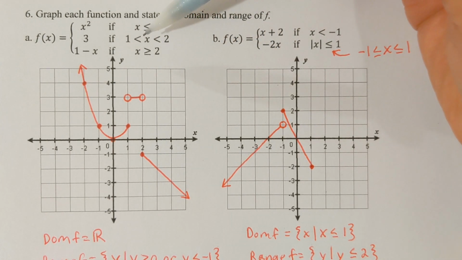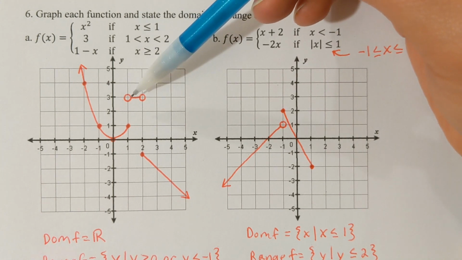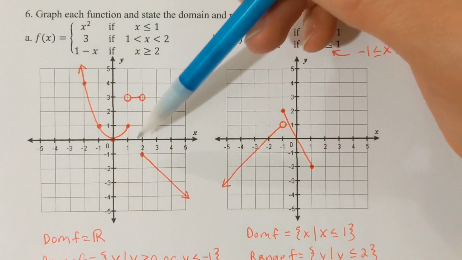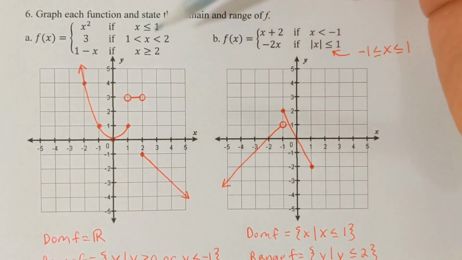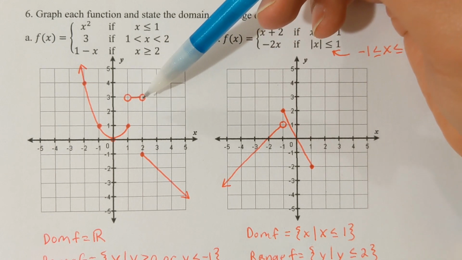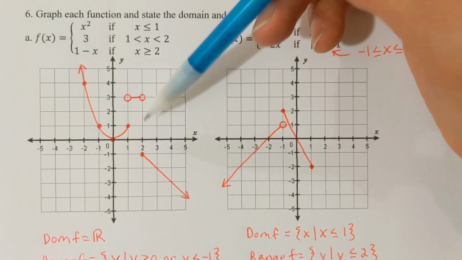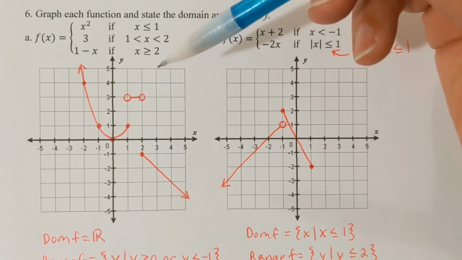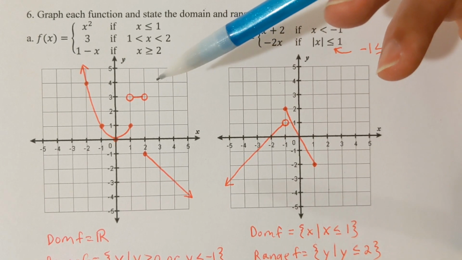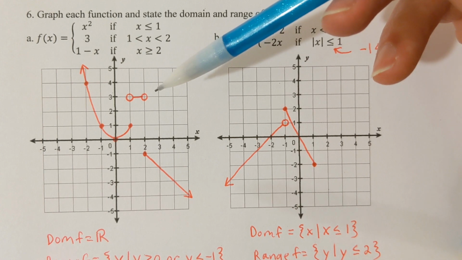Now, x is strictly greater than 1. That means I'm not including 1, so I'll use an open circle to represent the fact that (1, 3) would not be on the graph. x is also strictly less than 2, so I'm going to use an open circle to represent the fact that (2, 3) is also not on the graph. In general, an open circle means that the point is not on the graph, and a closed circle means that the point is on the graph.